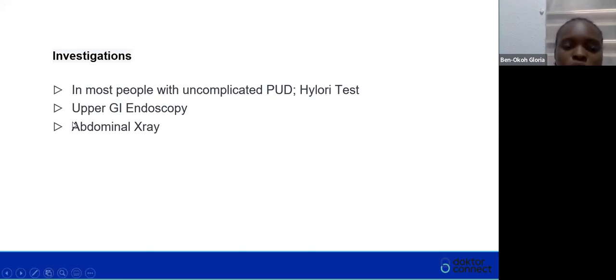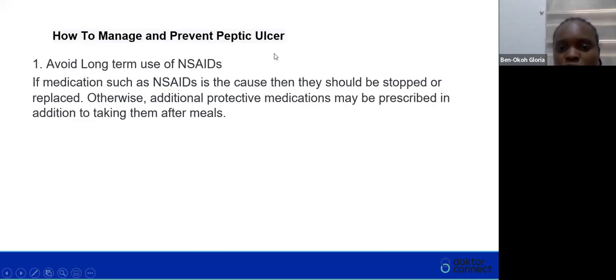So this other one is the abdominal x-ray. An x-ray is like imaging of the abdomen, usually done also for complicated cases. Remember I said that it can also perforate, and then the individual would have pain all over the abdomen. And so now that we've learned about the different causes of peptic ulcer, we've also learned about the symptoms of peptic ulcer. So how do we then manage and prevent peptic ulcer?